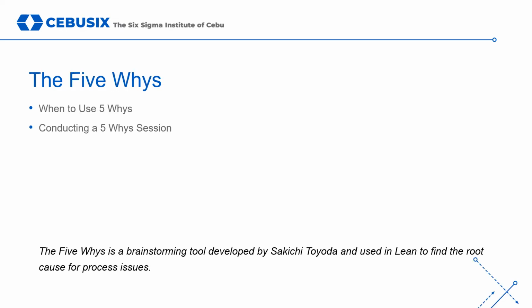The 5 Whys is a brainstorming tool developed by Toyota and used in Lean to find the root cause for process issues. In this section, we are going to discuss when to use the 5 Whys brainstorming method and how to actually conduct it. Data analysis is one of the best ways to validate a y equals f(x) assumption.